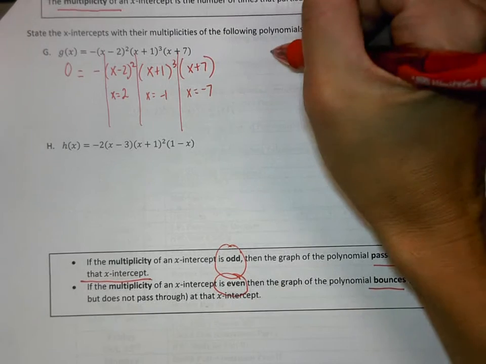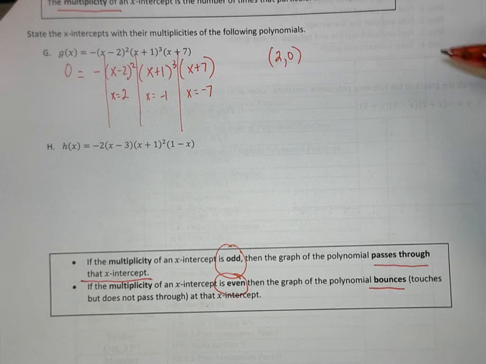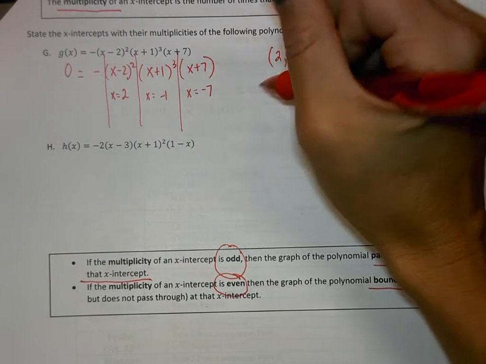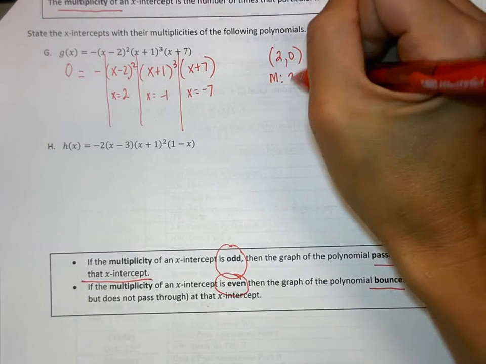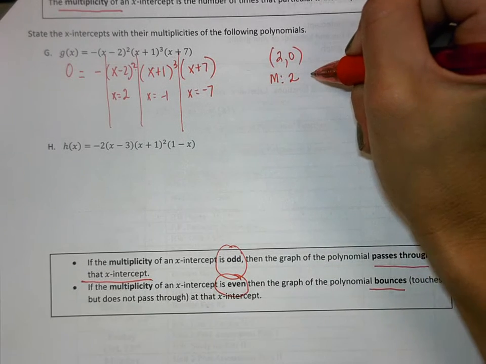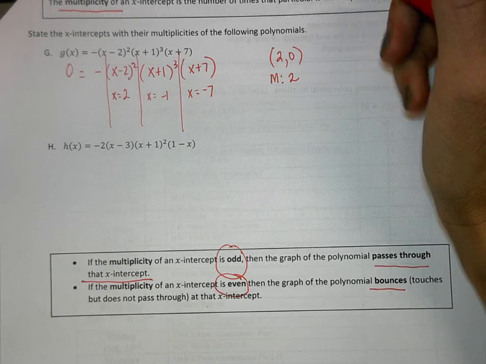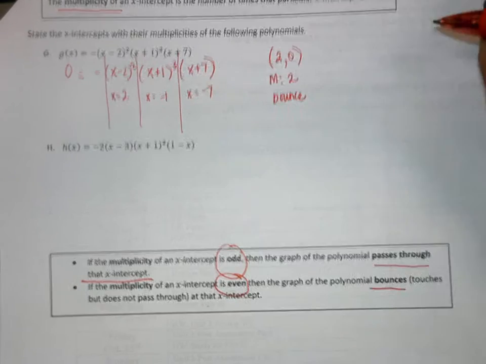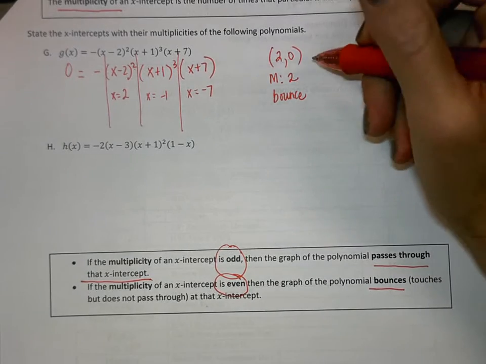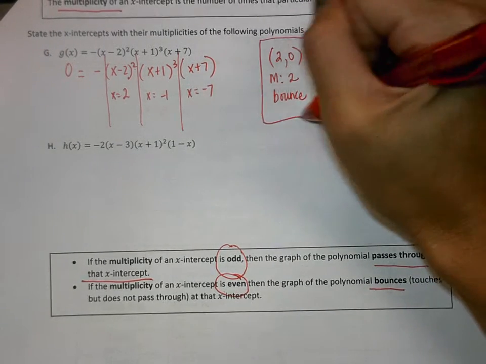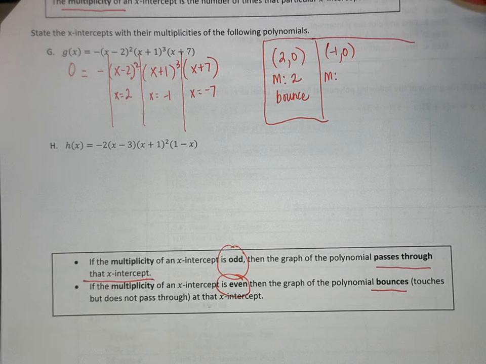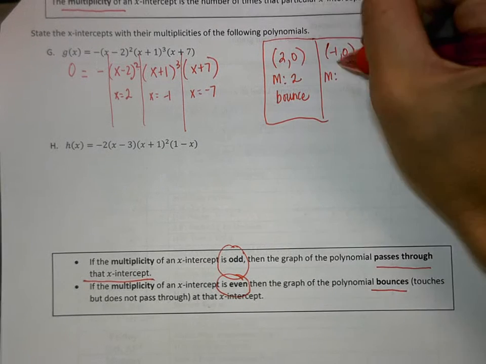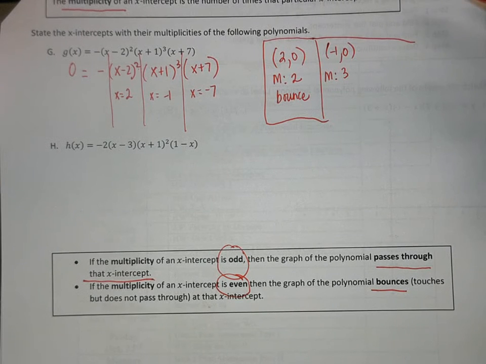So we have one ordered pair is 2, 0. Okay? So what multiplicity does this have? It has a multiplicity of 2, okay? And 2 is even, and even means that they bounce. So I'm going to put bounce. Okay, so then my next ordered pair, my next x-intercept, is -1, 0. Now that one has a multiplicity of what? Of 3. So your multiplicity is coming from that exponent. It has a multiplicity of 3. And since it's odd, that means it's going to pass through.